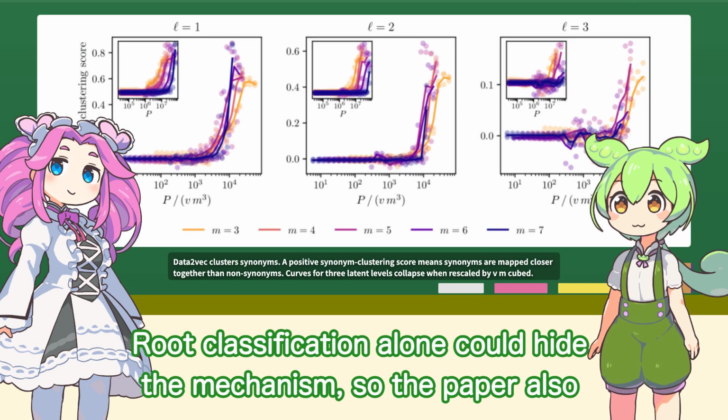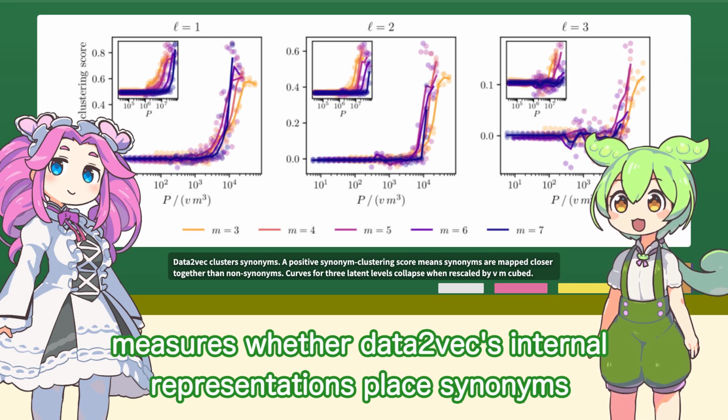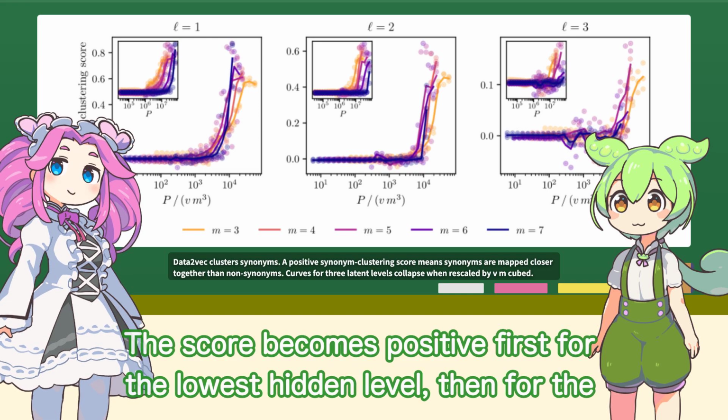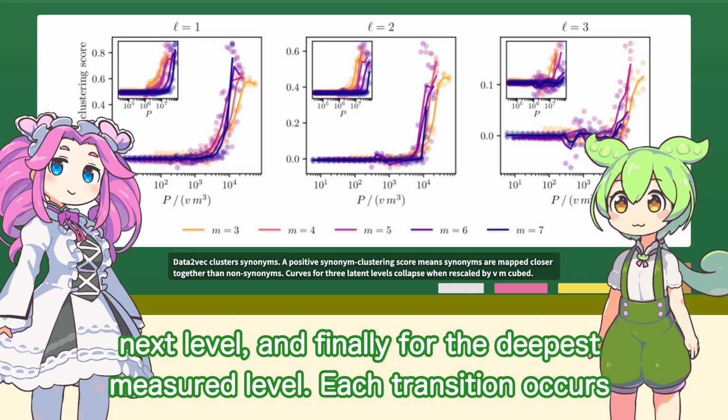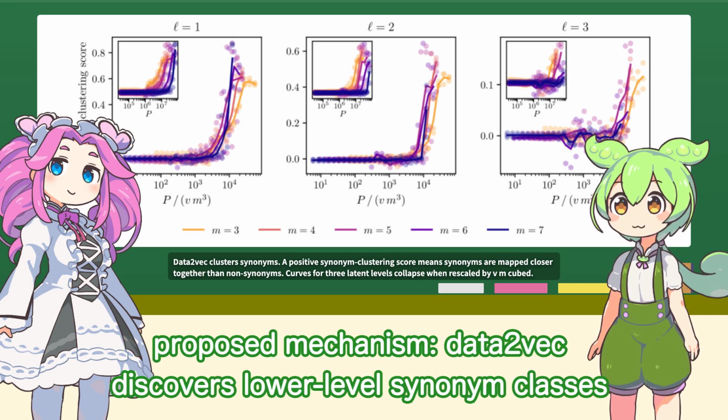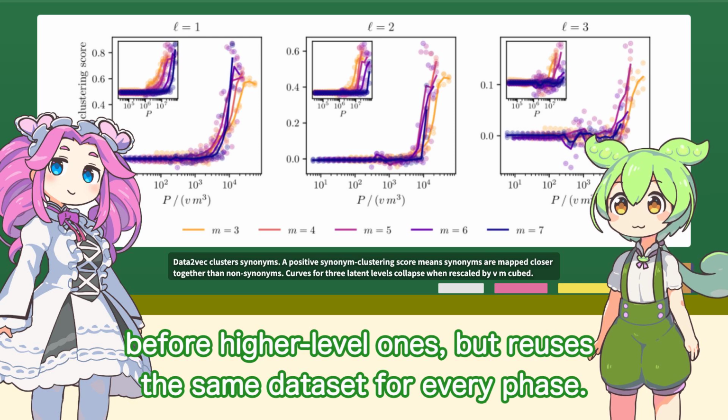Root classification alone could hide the mechanism. So the paper also measures whether data2vec's internal representations place synonyms closer together. What does the synonym score reveal across the levels? The score becomes positive first for the lowest hidden level, then for the next level, and finally for the deepest measured level. Each transition occurs around the same rescaled sample scale. This ordering supports the proposed mechanism. Data2vec discovers lower-level synonym classes before higher-level ones, but reuses the same dataset for every phase.